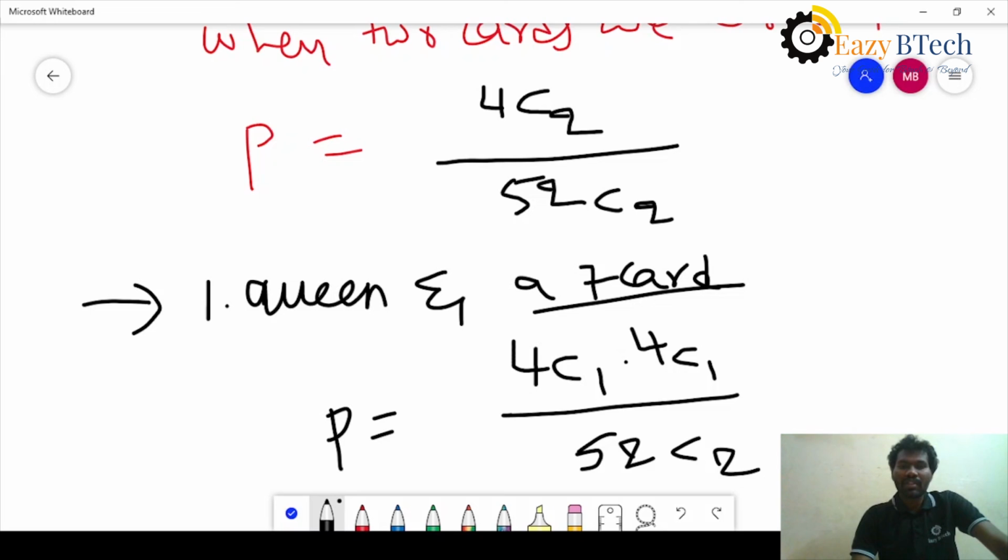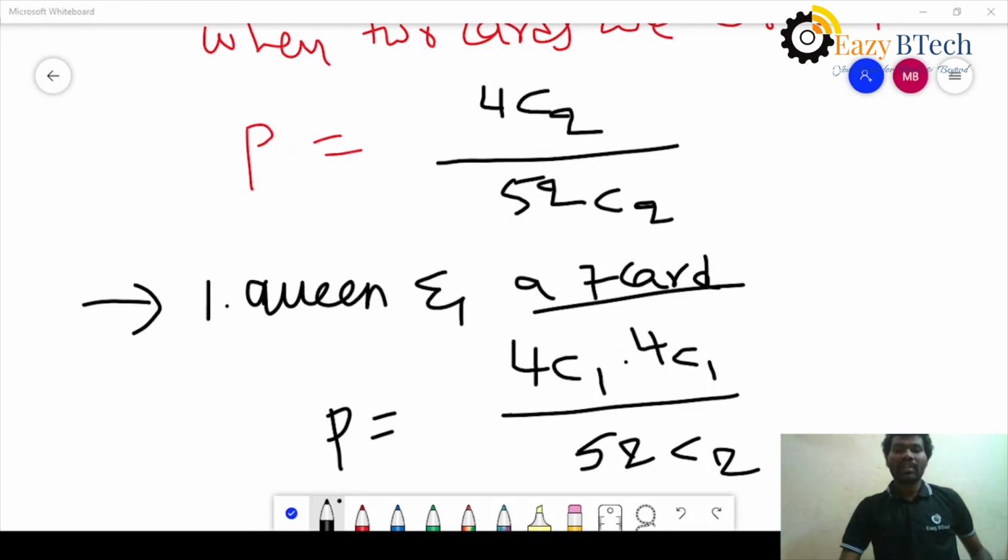So these cards problems are somewhat tricky. While doing these problems, you should carefully read the problem and do the solution. If you know the cards very well, then it will be very easy. So with this, I'll conclude today's topic.